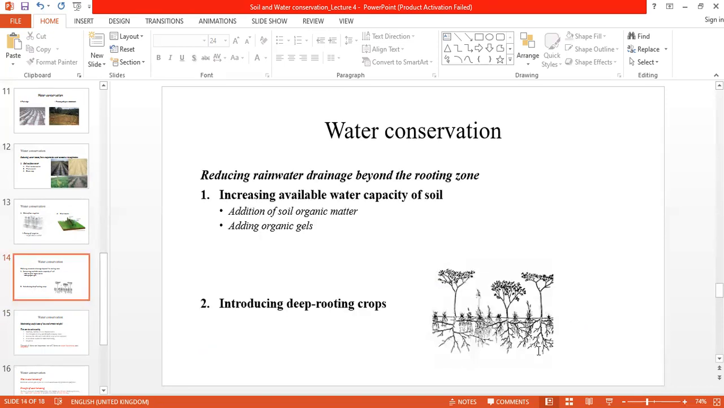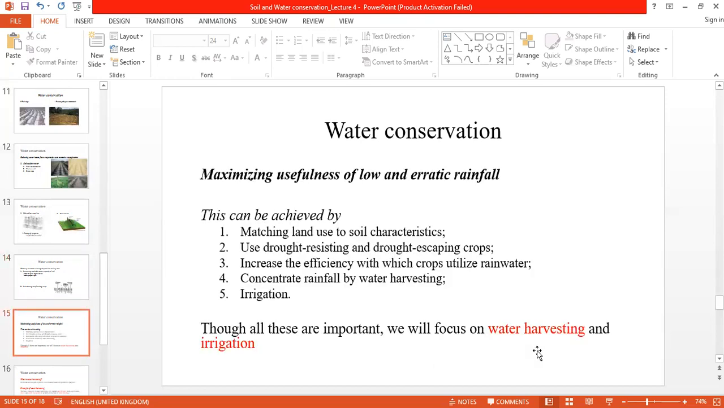So these are the two ways in which we can reduce deep drainage. But if there are any others which you might come across as you research, the main thing, as I said yesterday, is just to know the mechanism with which it occurs. Then you can stipulate them as well.